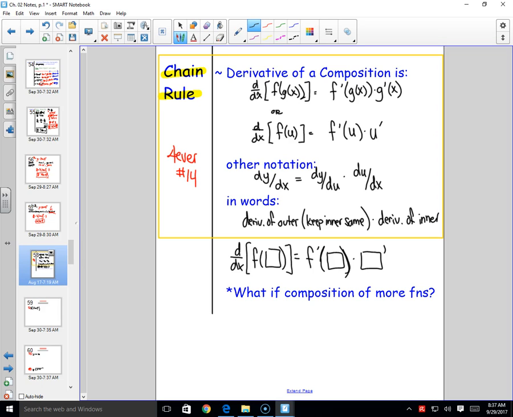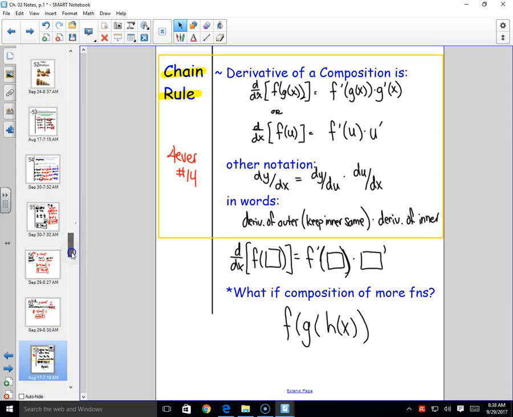And if there was a triangle inside, f of box of triangle would be f prime of box triangle times box prime of triangle times triangle prime. Think of it like that. It just gets a little messier for f of g of h. So what if down below we did have an f of g of h.